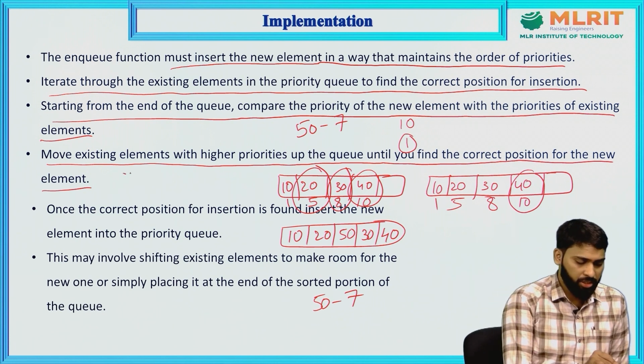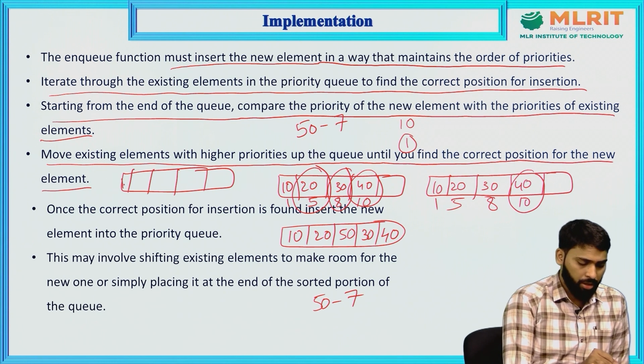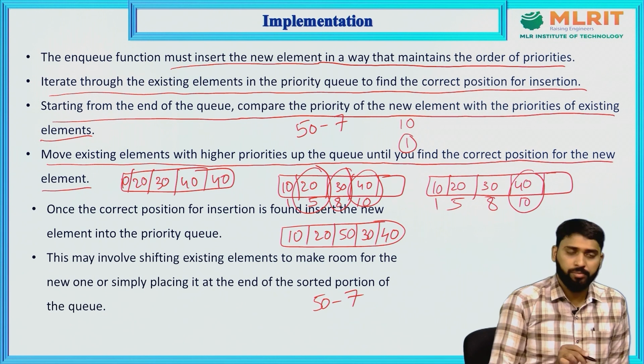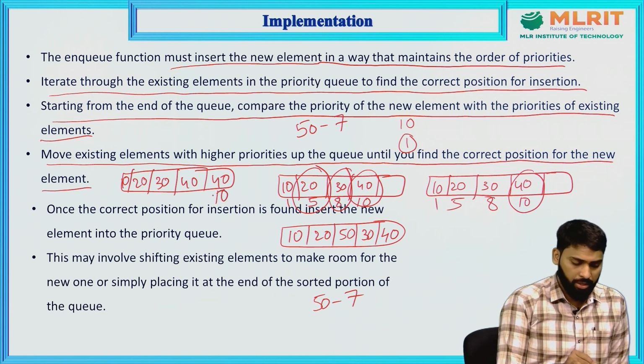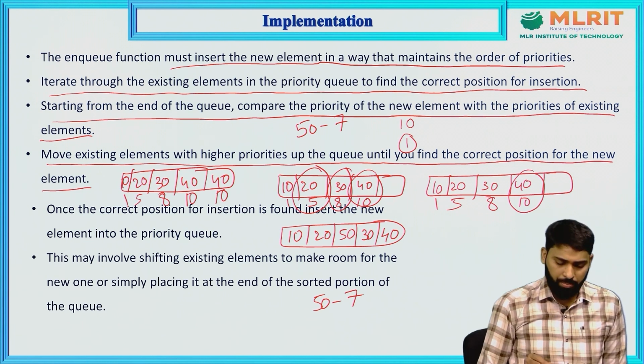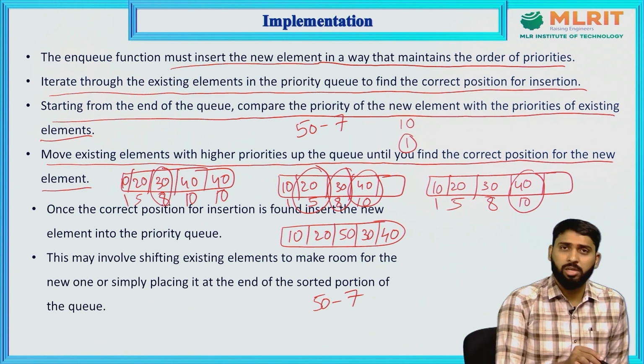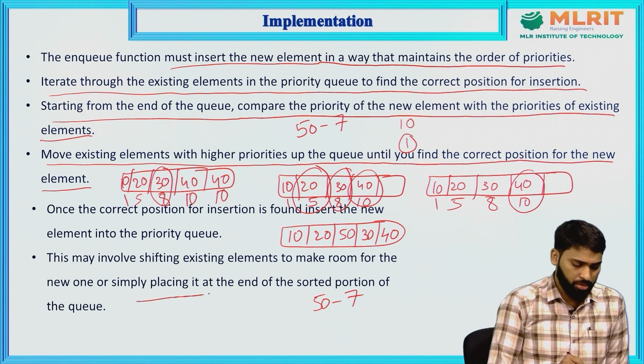Now it changes like this: 10, 20, 30, 40, 40. And the priorities are 10, 10, 8, 5, 1. Now you compare 50, priority 7, with the 30. It also has higher priority when compared to 30. 50 has the highest priority. So it changes like this: 40, 30, 30, 20, 10.